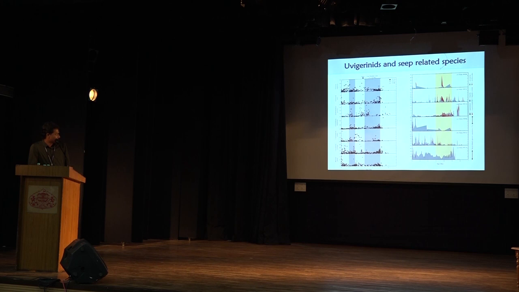Also, you can look at Uvigerinids and seep-related species. Seep-related species show very good distribution, and a higher percentage in the gas hydrate zones. Also the Uvigerinids, because of the higher organic species, show very good trending across almost the entire study area.